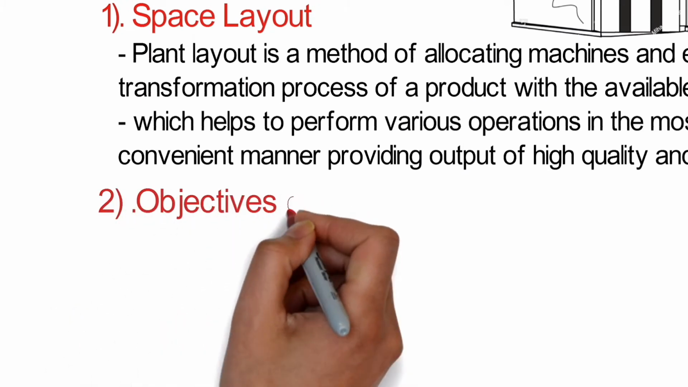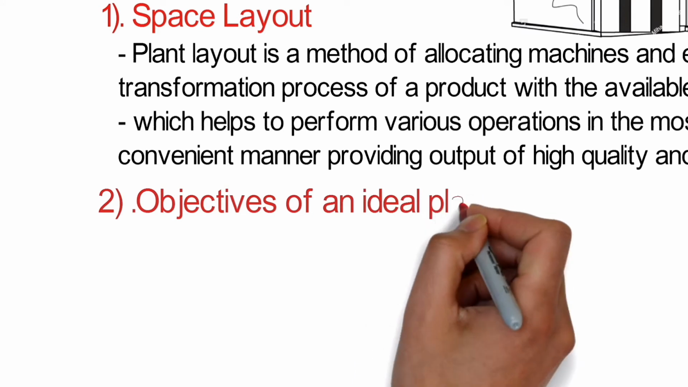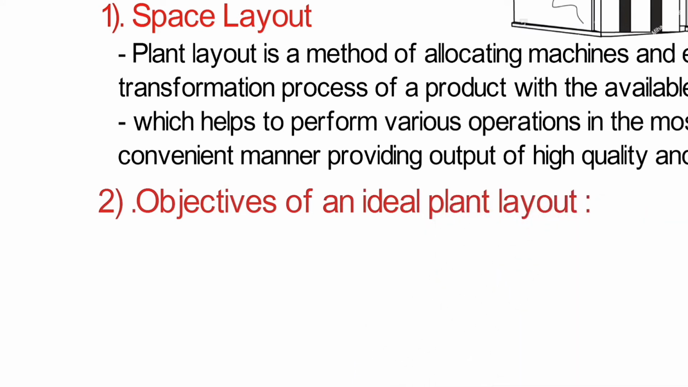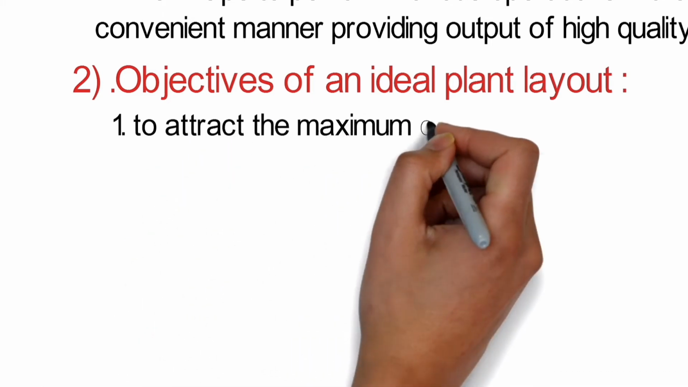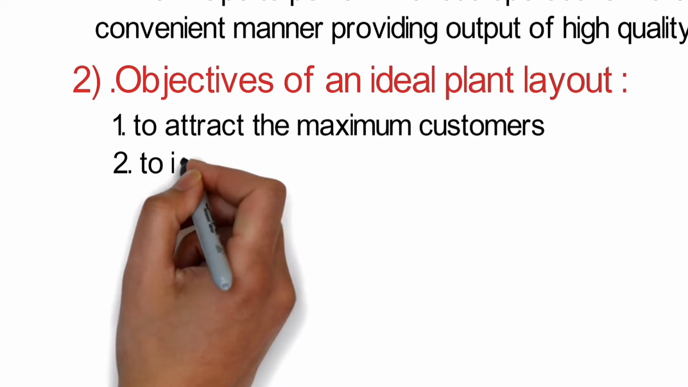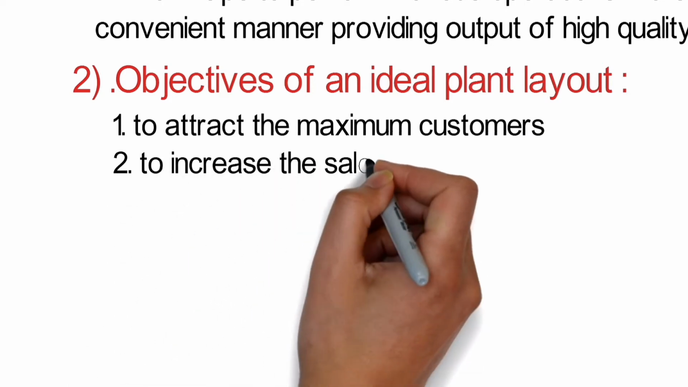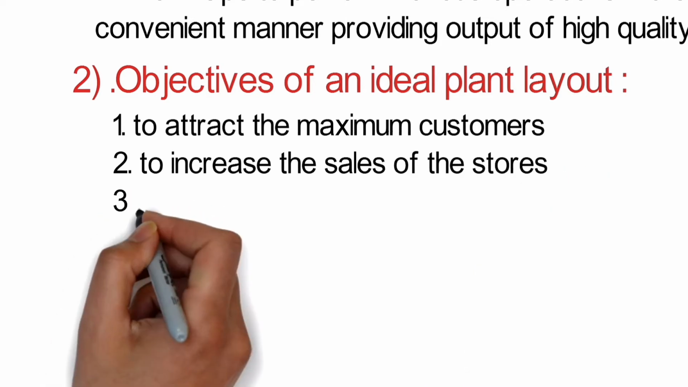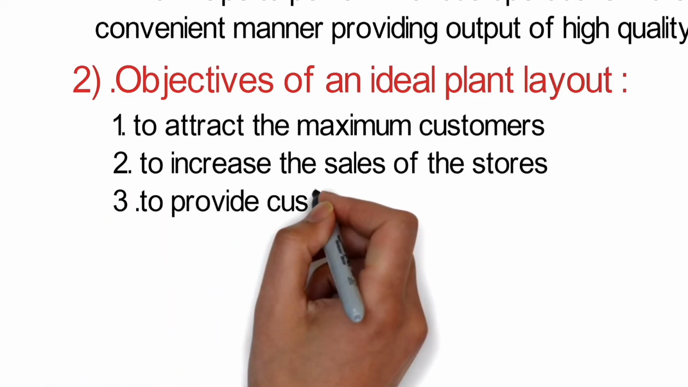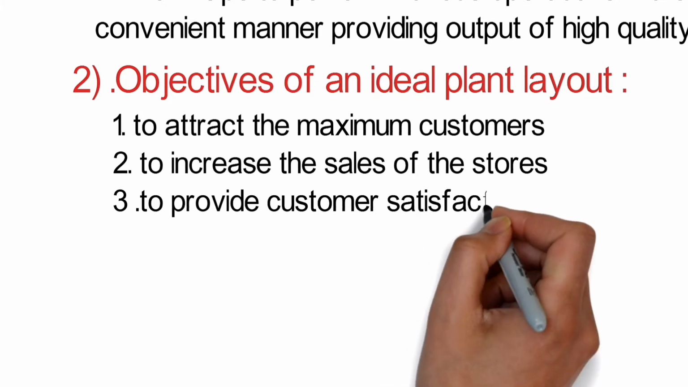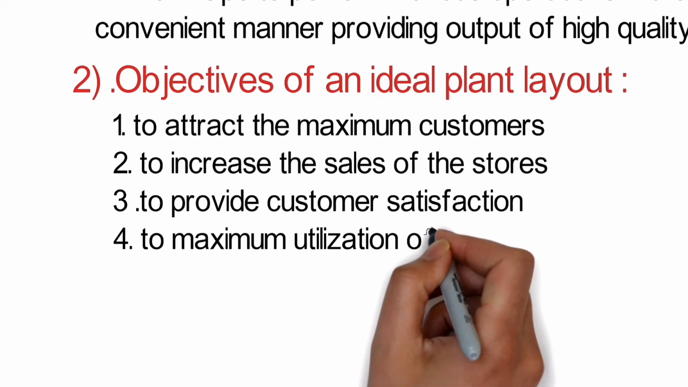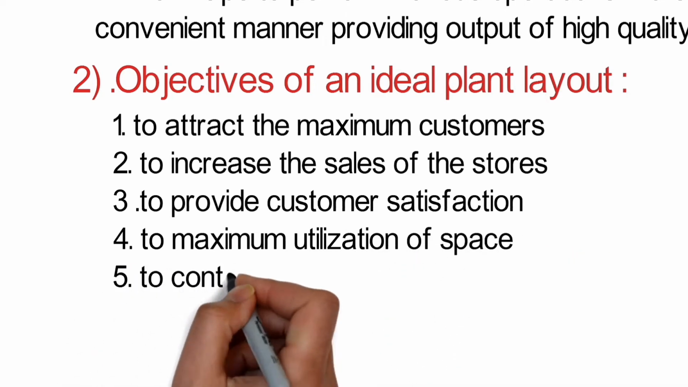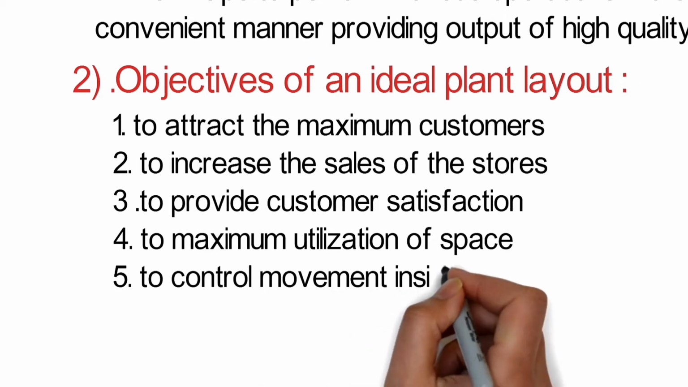We will discuss the objectives of an ideal plant layout. The first is to attract the maximum customers. Second, to increase the sales of the store. Third, to provide customer satisfaction. Fourth, maximum utilization of space. And the fifth is to control the movement inside the store.